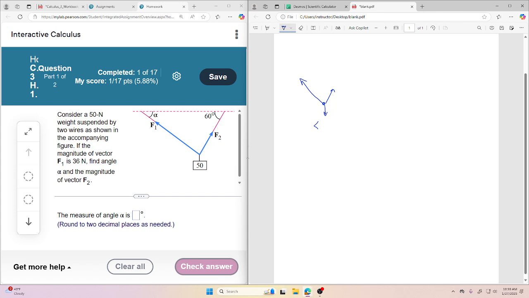So this one here, because they told us the weight is 0 and -50, that one's not too bad. They say F1 is this guy. Now, this would be my alpha down here. And so then how do I get my true angle?